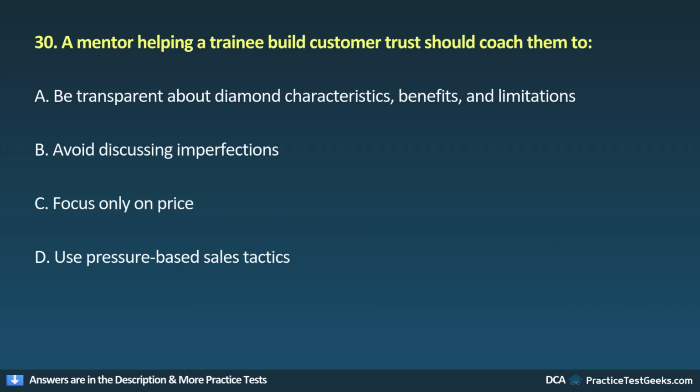30. A mentor helping a trainee build customer trust should coach them to A. Be transparent about diamond characteristics, benefits, and limitations. B. Avoid discussing imperfections. C. Focus only on price. D. Use pressure-based sales tactics.